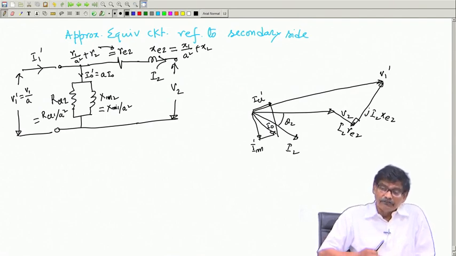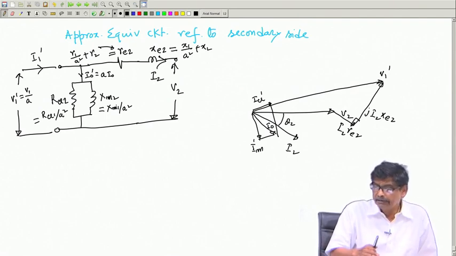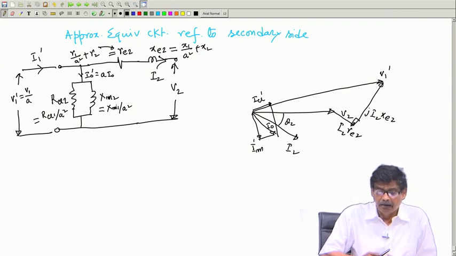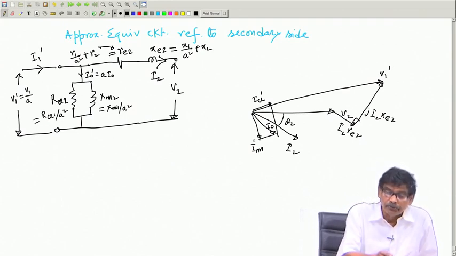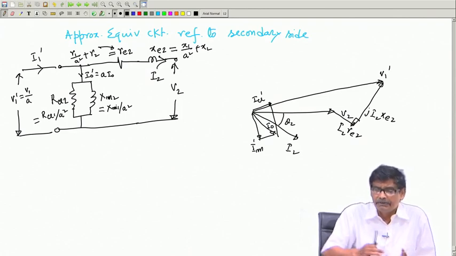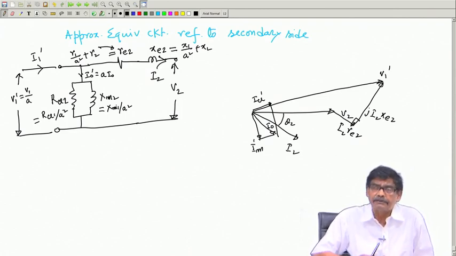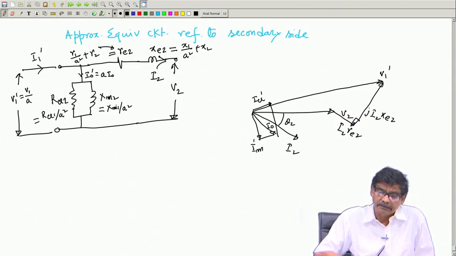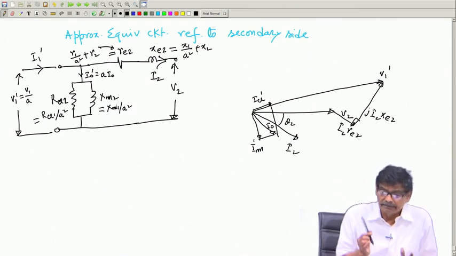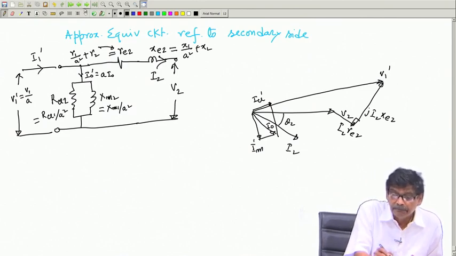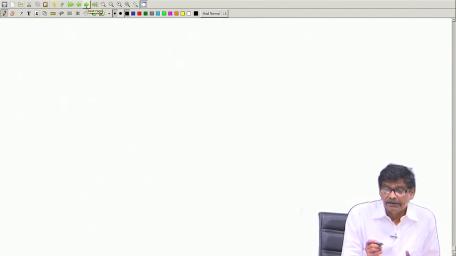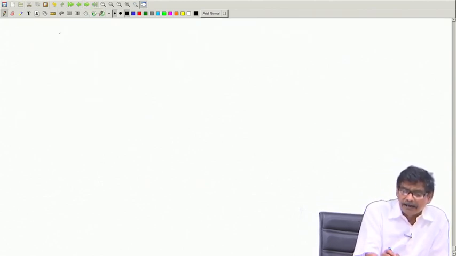Acha, now after doing this, I will now tell you, given a practical transformer, how do you know these parameter values? By doing some simple tests, these parameters can be evaluated. But before that, let us take some rating of a practical transformer.